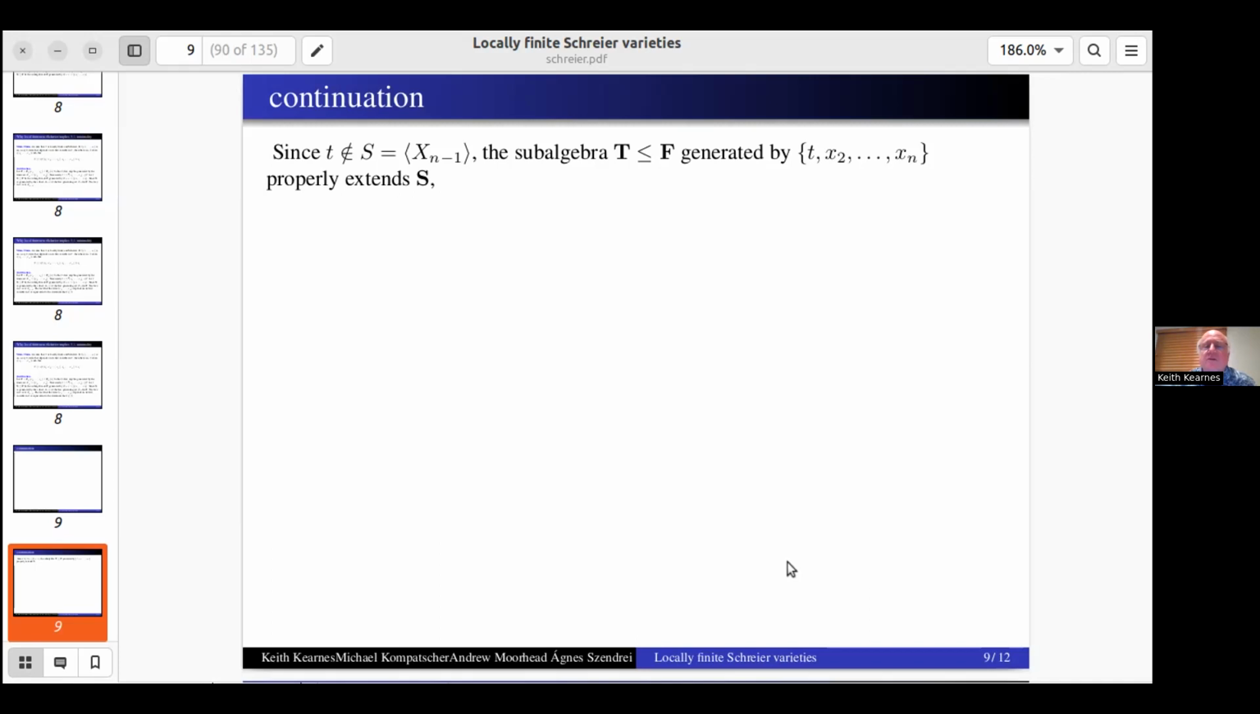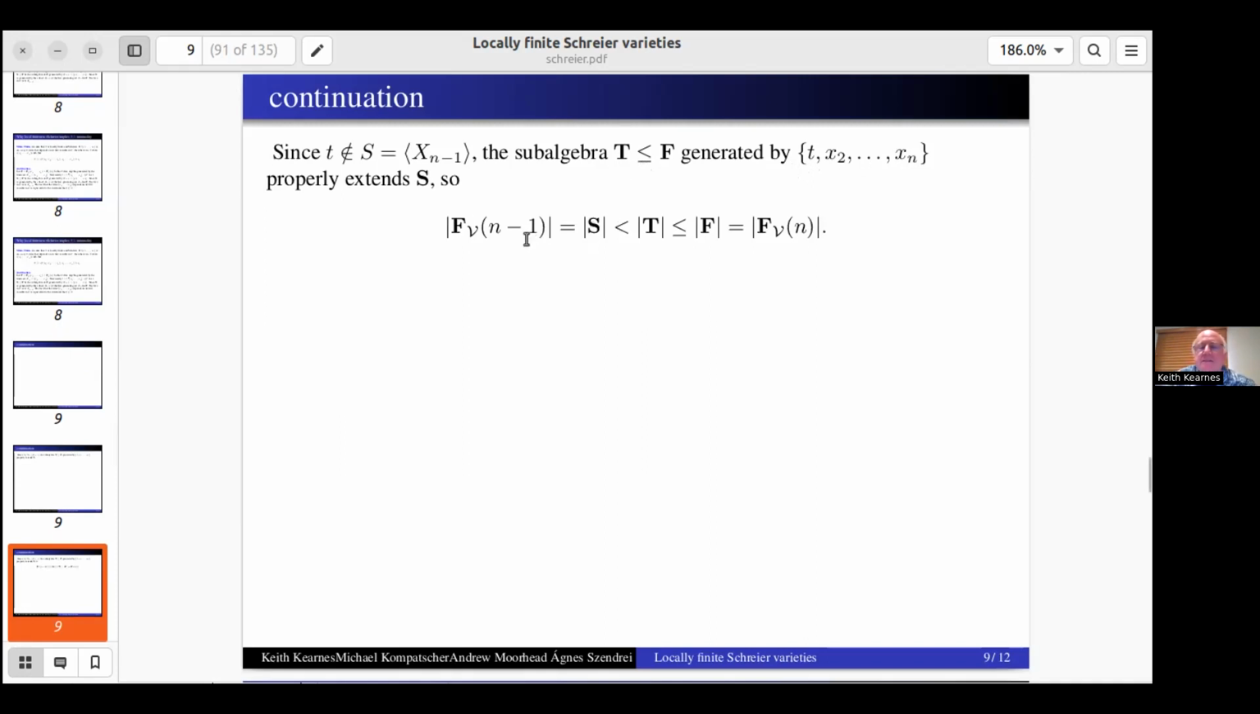So let's create a new subalgebra where we take the last n-1 variables and add t, and we generate something extra. The last n-1 variables will generate S, but t was not in S, so if I throw it in, I will get a subalgebra capital T that properly extends S. Now I use my local finiteness and compare sizes.